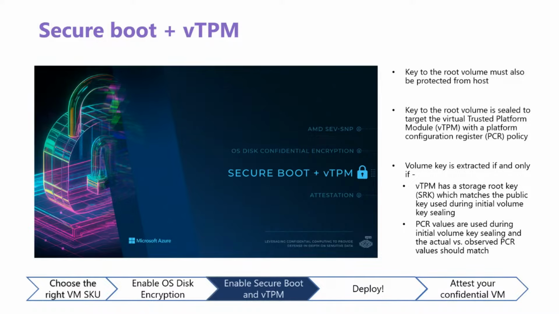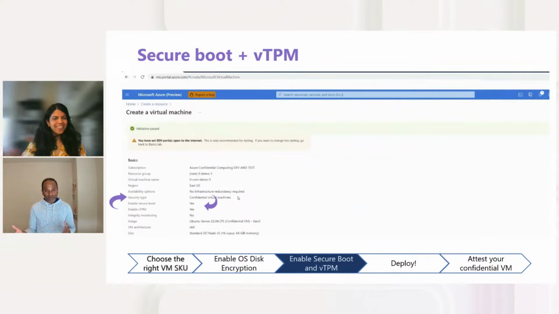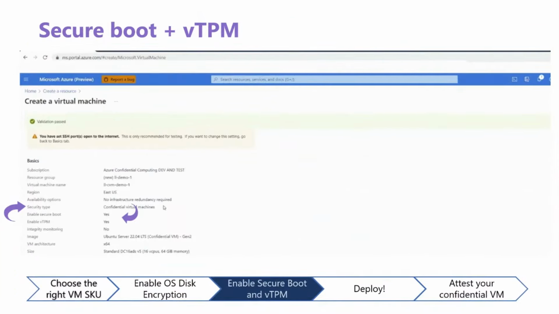Perfect. It seems like we really need this. Is there an easy way to enable this on our portal? Yes, while creating the confidential virtual machine, you do have the option to enable both virtual TPM and secure boot. You can see on the slide, just make sure the security type is set to confidential virtual machine, and also that enable secure boot and enable virtual TPM are set to yes, so that you know virtual TPM is enabled for your confidential virtual machine.